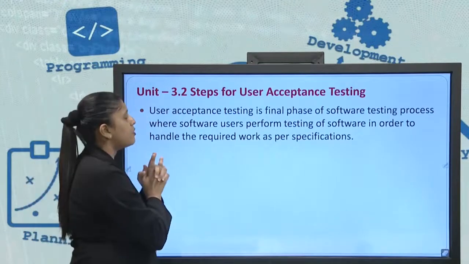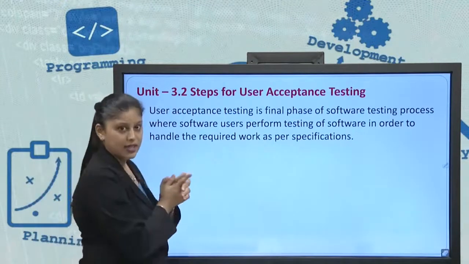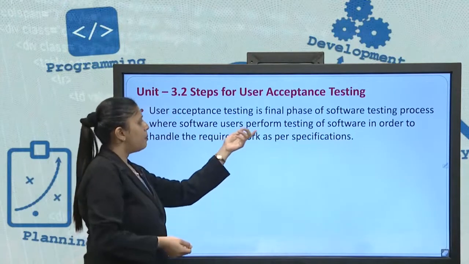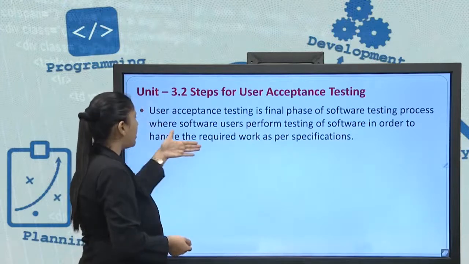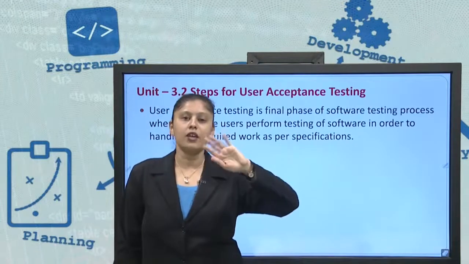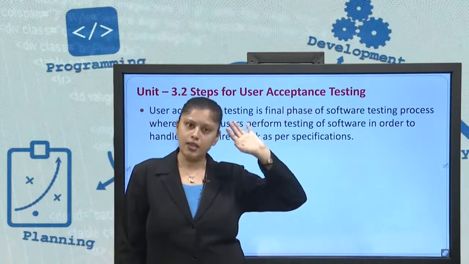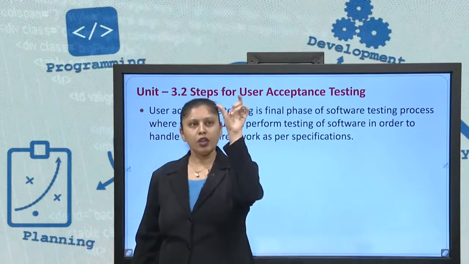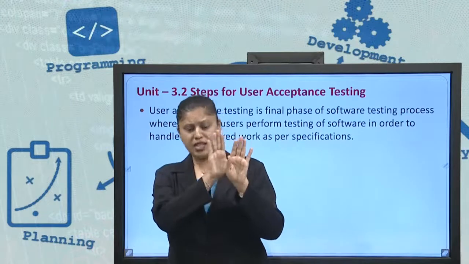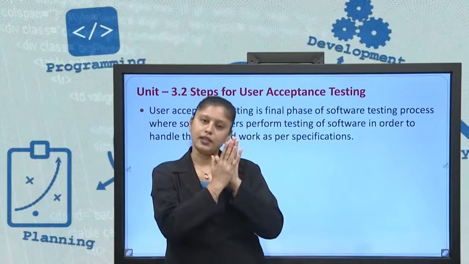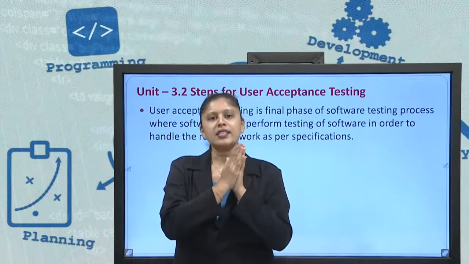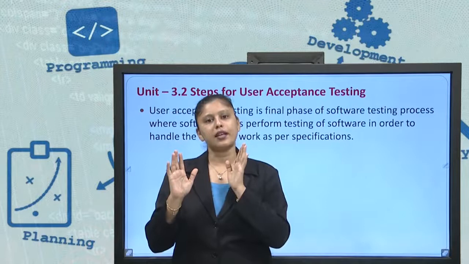User acceptance testing is the final phase of the software testing process. As said, it comes in the final phase, where software users perform testing of the software in order to handle the required work as per specifications. Now specifications are those which we would have got in the starting phase of the software development. So whether my software is meeting all those listed specifications comes under that. And if all those specifications are met, then I say that I am in the final phase of my user acceptance testing.